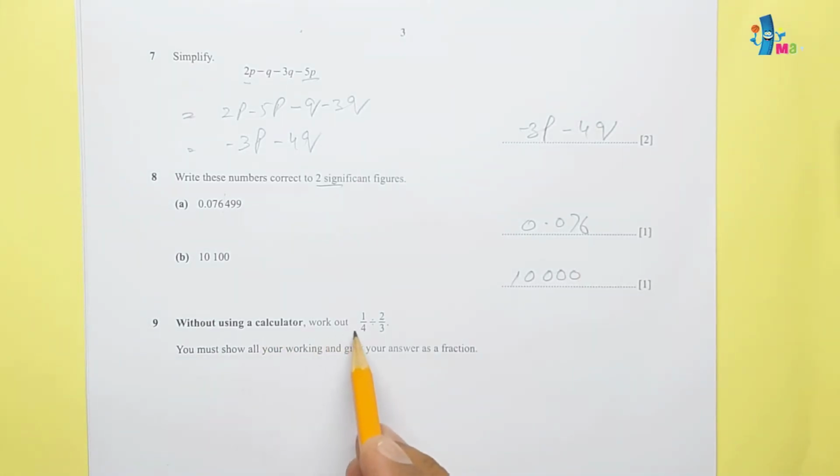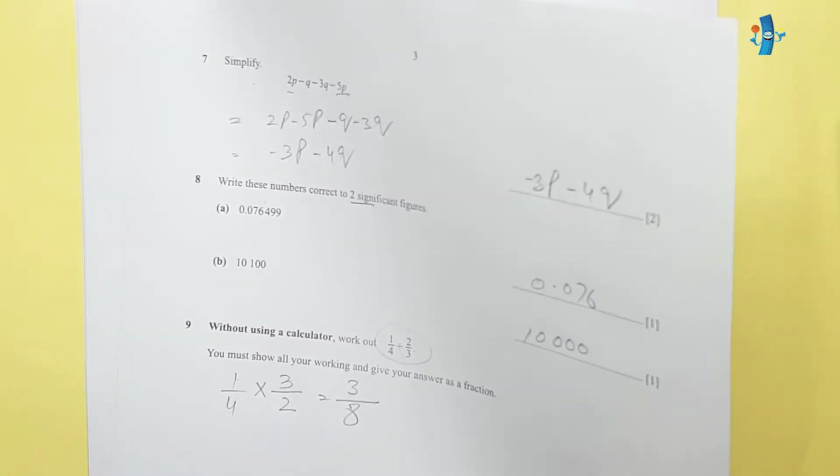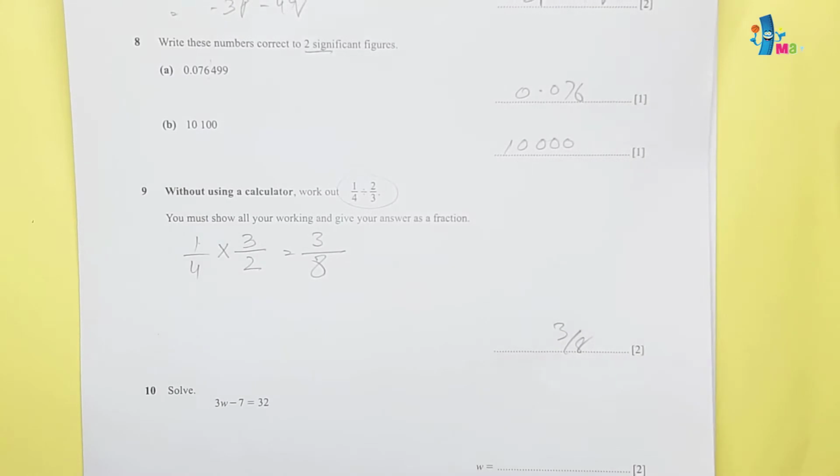Without using calculator, work out this. So this will be 1 by 4, and we'll change division into multiplication, and the reciprocal of 2 by 3 will be 3 by 2. This will be 3 into 1 which is 3, and 4 2s are 8, so 3 by 8 will be our answer. 3 by 8 we have written over here at the proper answer place.